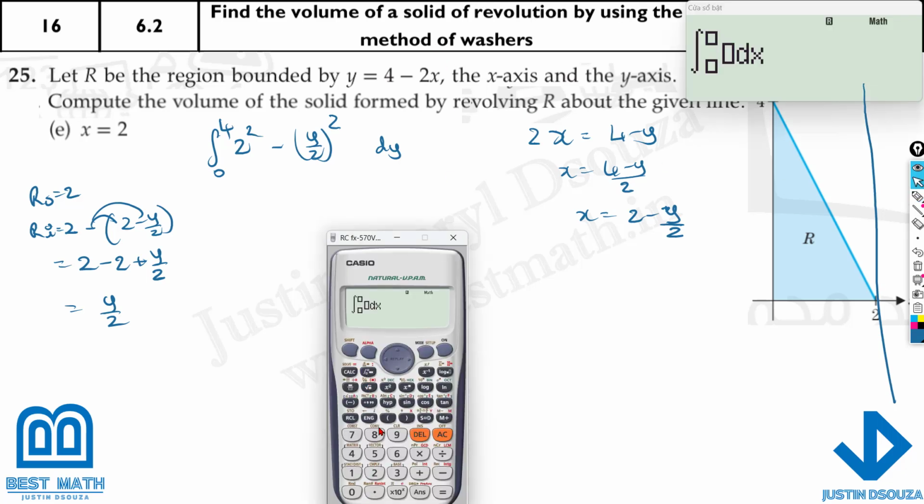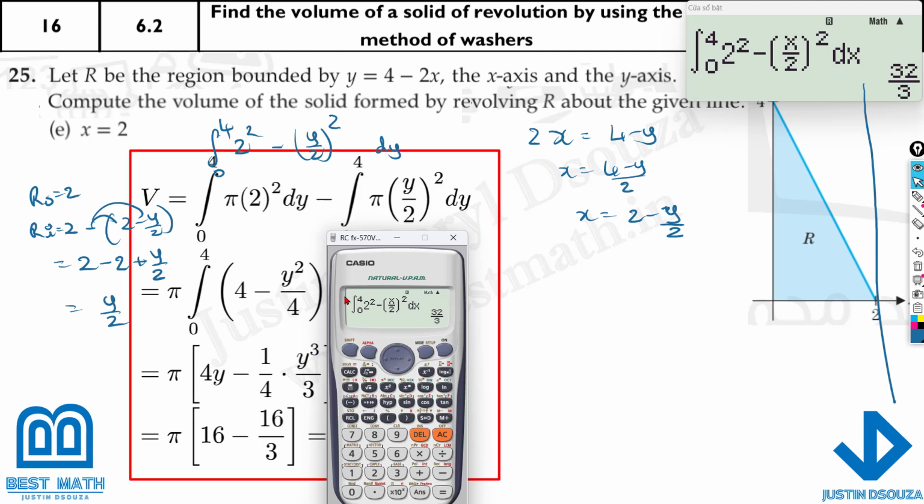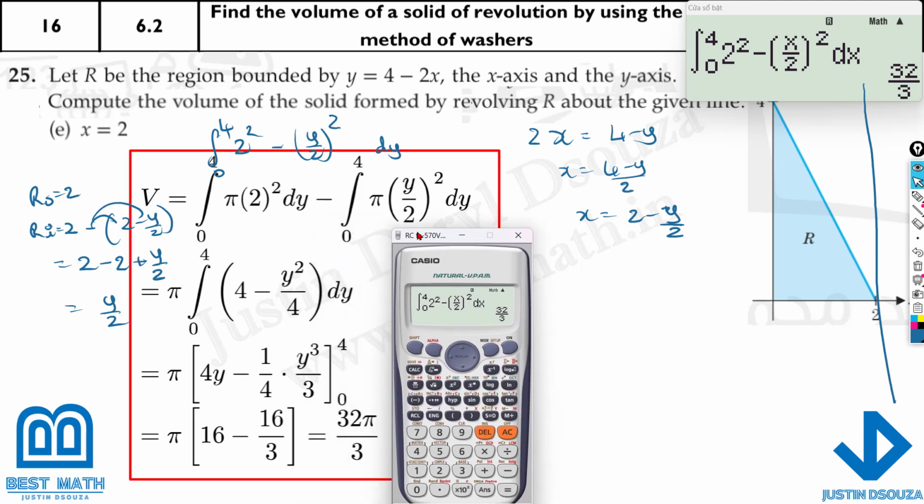Here we have the integral from 2 square minus y, that is written as x by 2 the whole square, and the limit is from 0 to 4. And the answer is 32 by 3 pi, and we can check the answer. It is 32 by 3 pi.